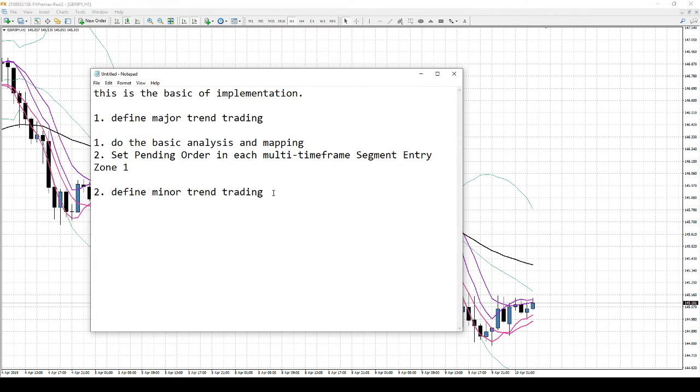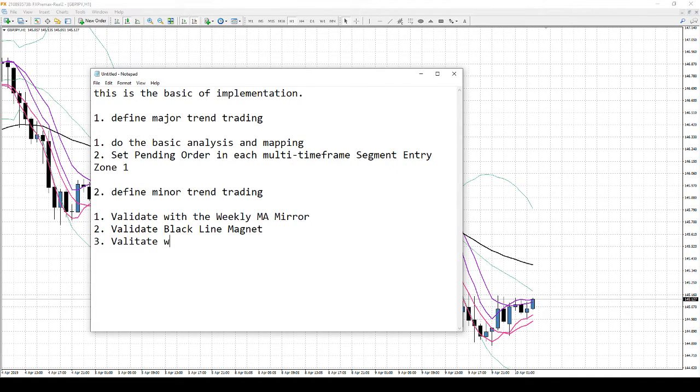All right, so second, you define minor trend trading. Number one, validate with the weekly MA mirror, right? Validate with the black line magnet. And the third one is you can use other tools as well. In this case, you can use the concept of EC3 validate with EC359. This is the basic principle of how to implement major trend trading and minor trend trading.